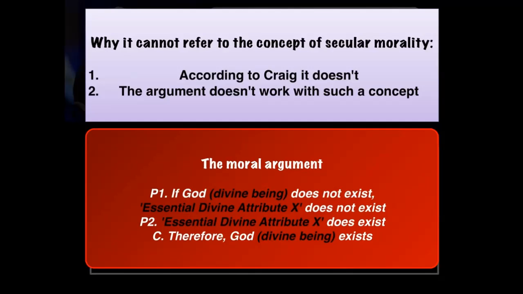1. If God, the divine being, does not exist, essential divine attribute X does not exist. 2. Essential divine attribute X does exist. 3. Therefore, God exists. Now we can see that the moral argument is in fact a valid argument in the sense that the conclusion follows from the premises. After all, if there is no divine being, then no attribute that is uniquely divine could exist as an inevitable consequence. But even though this argument is valid, can it still be used to demonstrate God's existence? No, it cannot. As I've stated before, the moral argument is an illusion built upon the language barrier.